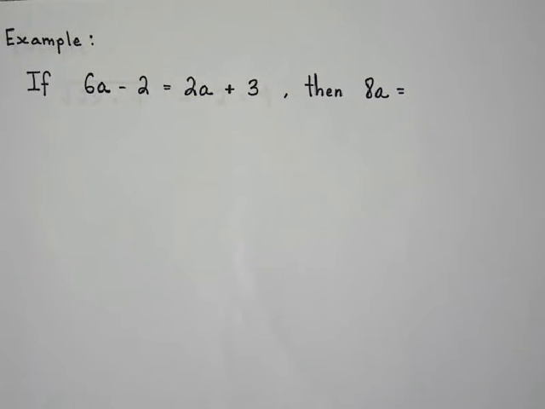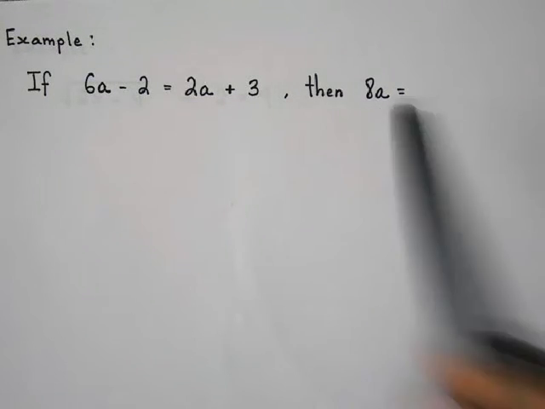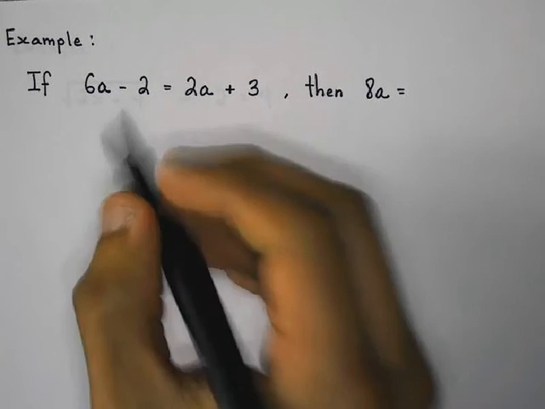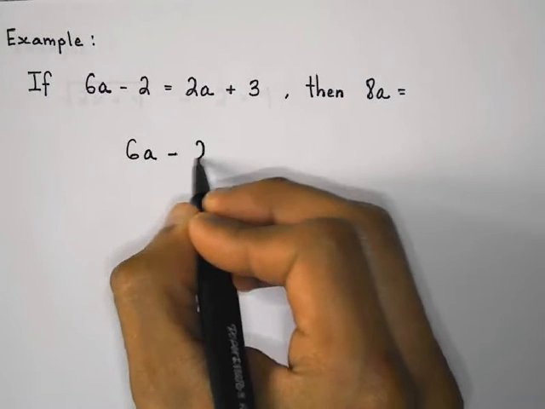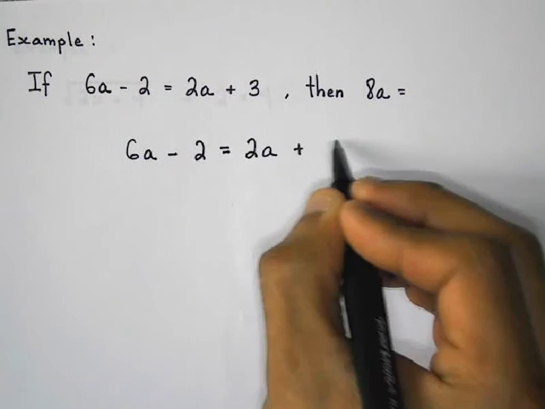So here they're not asking us to solve for a. They would like to know, well, what is 8 times a? So we can take several different approaches here, but it's all the same thing. So the first step that I'm going to go ahead and do is just copy my equation. So 6a minus 2 is equal to 2a plus 3.